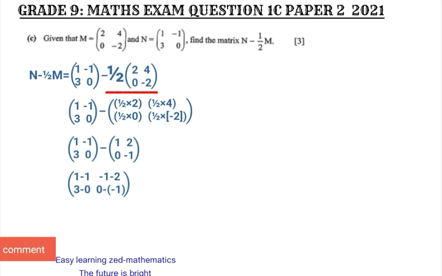Once we've done that, the next thing is to do the actual subtracting. So I'm going to open bracket, then 1 minus 1 is 0. Negative 1 minus negative 2 will give us negative 3... 3 minus 0 is 3. 0 minus negative 1 will give us 1. Then we close bracket, and that is the correct answer. So basically, this is how you solve questions that involve matrices.